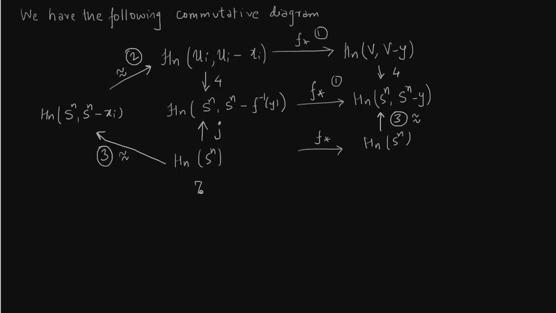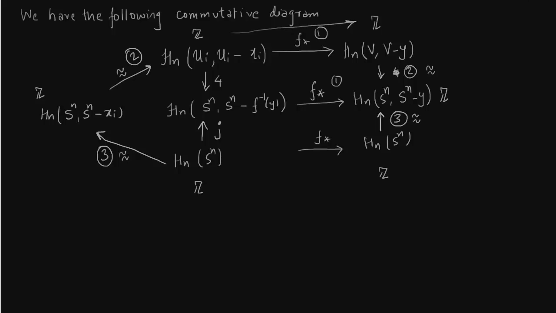So we know Hn of Sn is the integers. This is also integers. So since 3 is an isomorphism, we get integers on the left side, then integers on the top. Similarly, we try going up on the right side. This, as I told you before, is number 2, which comes from excision. So again we travel up, and you get integers here and integers here. Thus you get a map from Z to Z.